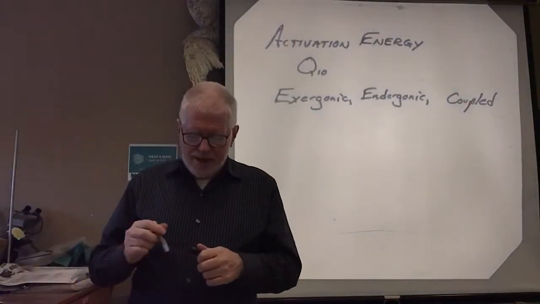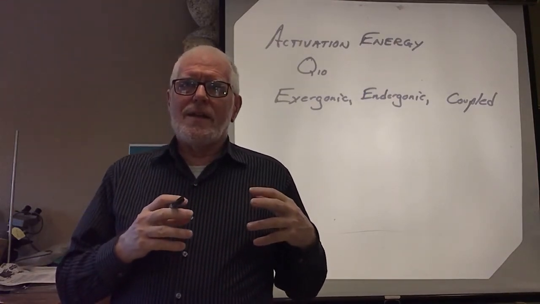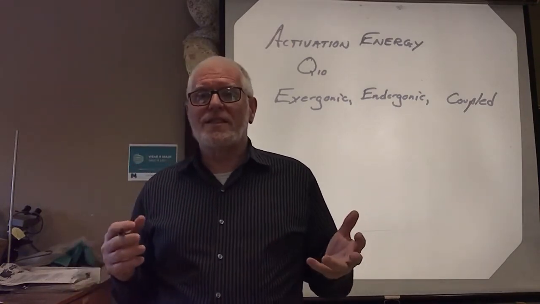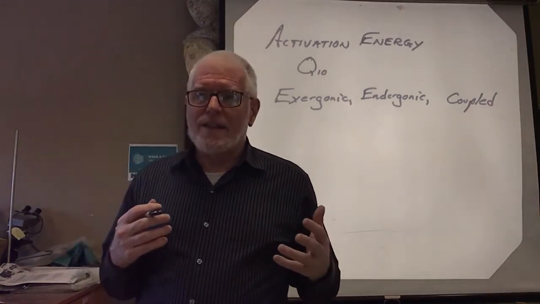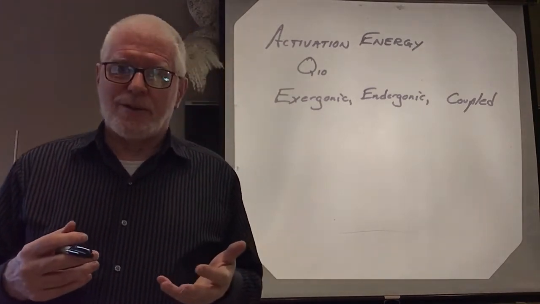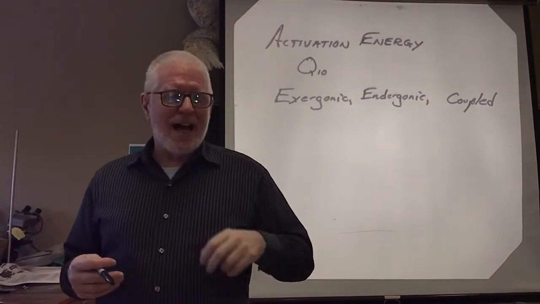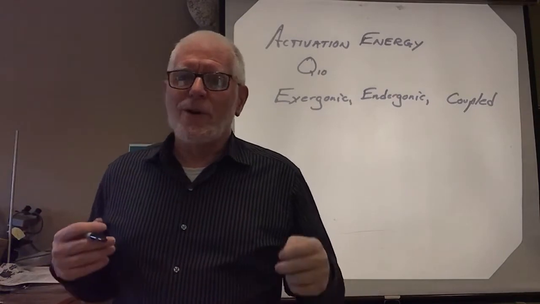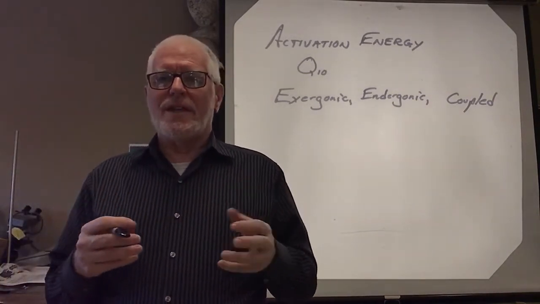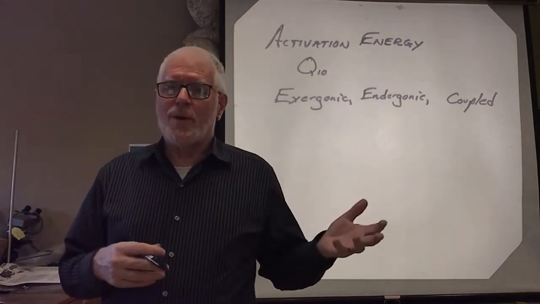Some reactions, once you get them rolling, the products have a lot less energy than the reactants do, so energy comes out of the system. And if enough energy comes out of the system to actually supply more activation energy, keep the reaction rolling, it's an exergonic reaction. Set fire to a piece of paper. You don't have to keep setting fire to the paper in order for the paper to burn. The breakdown of the carbohydrates releases enough heat to keep the paper burning.